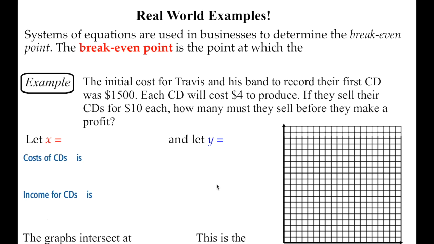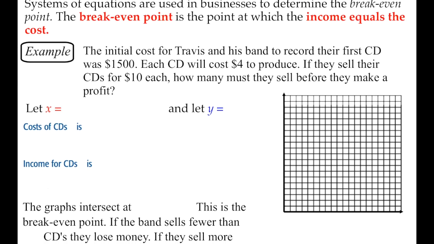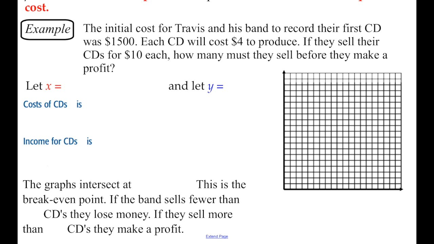So some real-world examples for you. Systems of equations are used in businesses to determine the break-even point. That break-even point is where your income is the same as your cost. So it helps you determine whether you're going to make a profit, whether you're going to lose money, or whether you'll just break even. So here's an example for us.